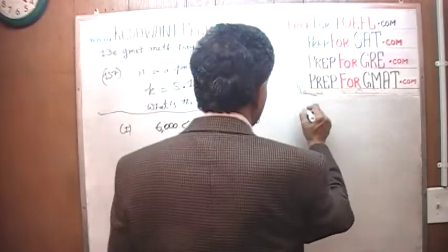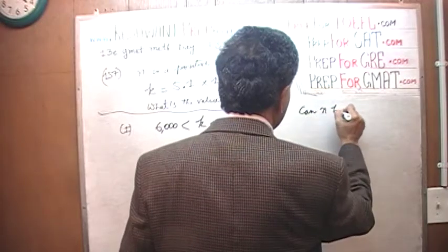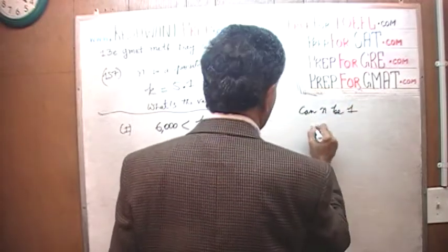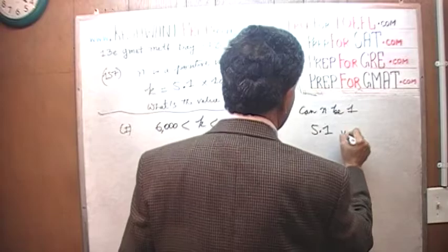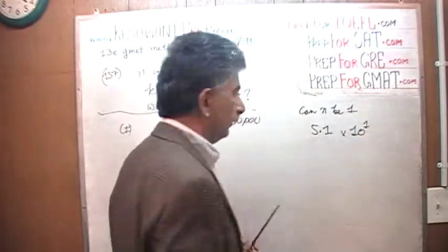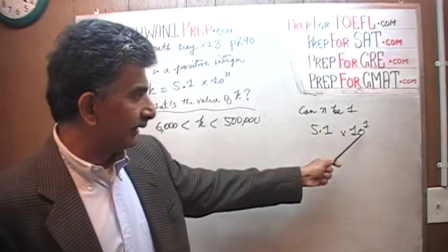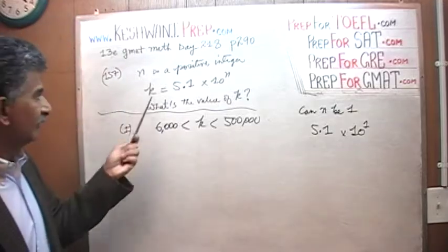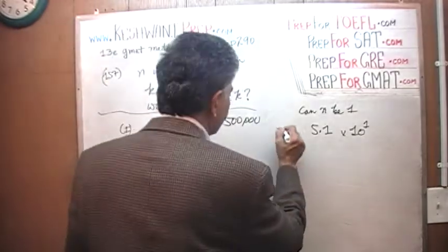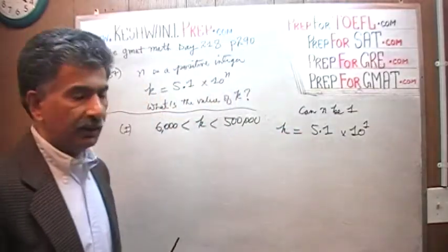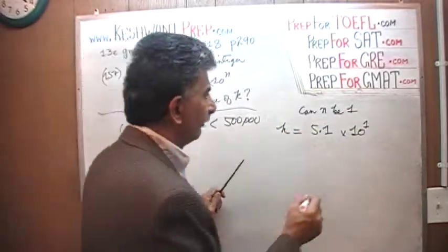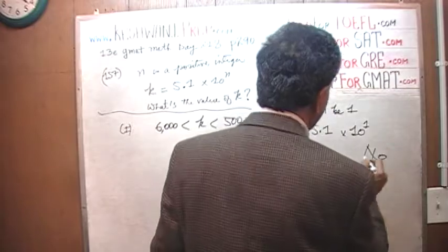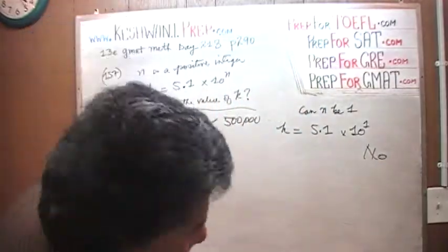So ask yourself, can n be 1? 5.1 times 10 raised to 1 is just 10 raised to 1 is 10. 10 times 5.1 is 51. 51 does not fall into that range. This is the value of k. K equals 5.1 times 10 to the n. Can n be 1? The answer is no. N cannot be 1. Let's ask the next question.